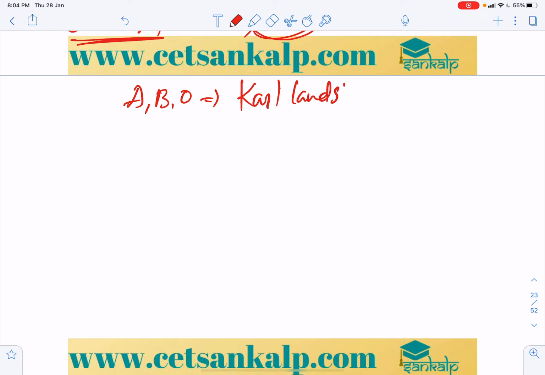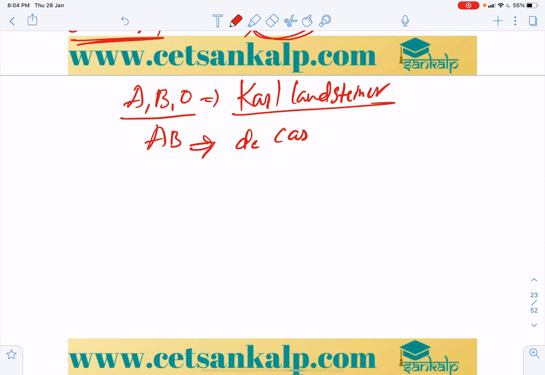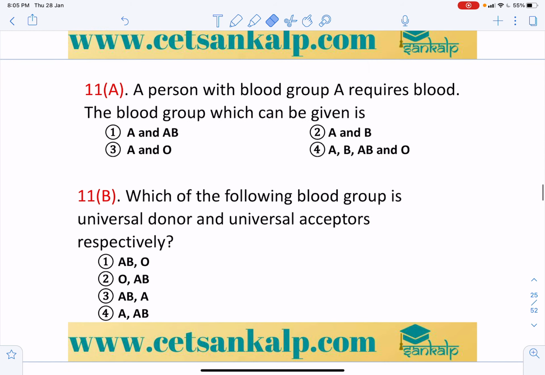But keep it in mind here, AB was separately discovered by De Castello and Sturli. So these are the two persons who gave that blood group system. So that is a thing to keep in mind. Let us move on to the next question.